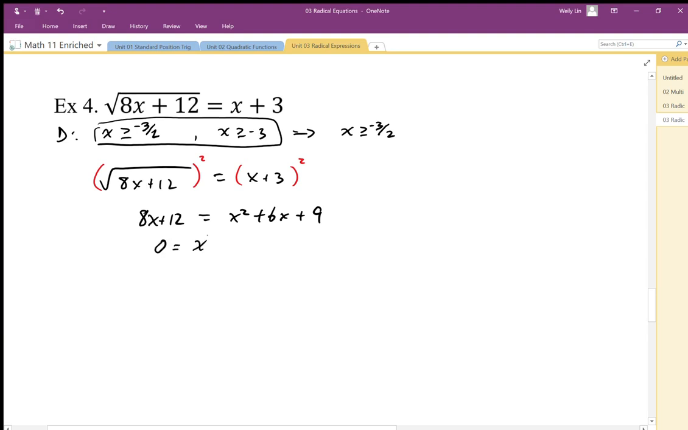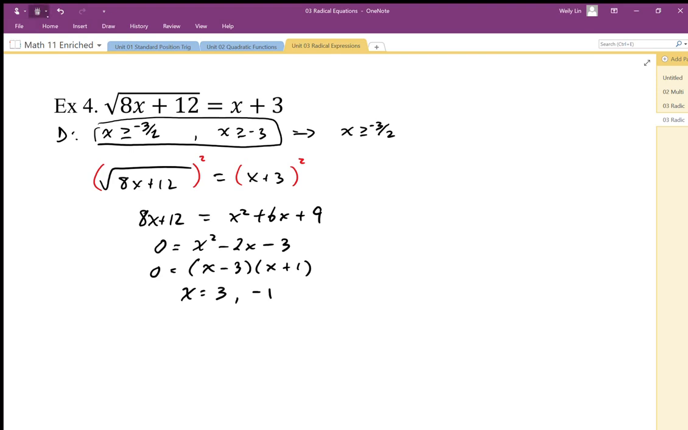So I end up with x squared minus 2x minus 3. I think this is factorable, so we end up with x minus 3, x plus 1. So we get solutions x equals positive 3, x equals negative 1. Okay, well, both of these solutions fit my restriction. Okay, so both of these should be okay.